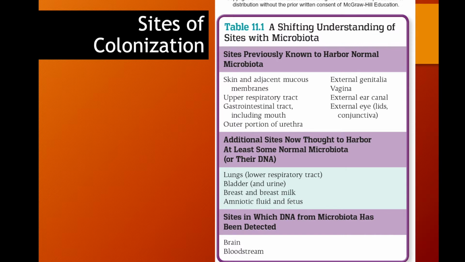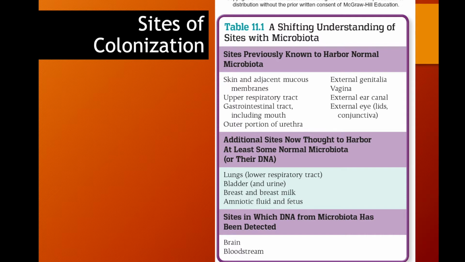So where in or on the human body do we find the normal flora? This table is from at least one version of the textbook. I think this is from the current edition, from chapter 11, Shifting Understanding of Sites with Microbiota. The first part of this table talks about sites that are known to harbor normal microbiota. These are areas that we have been able to isolate and grow organisms from, to determine if there are viable, living bacteria in each of these areas.